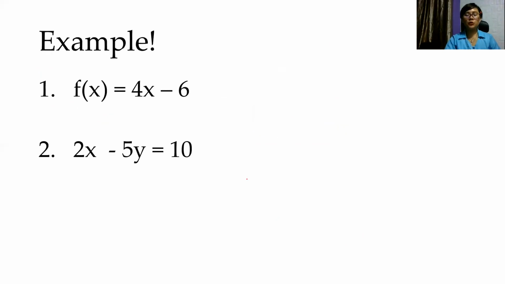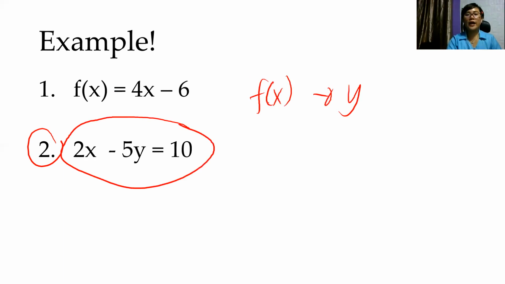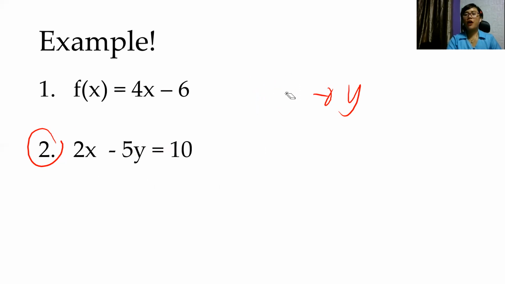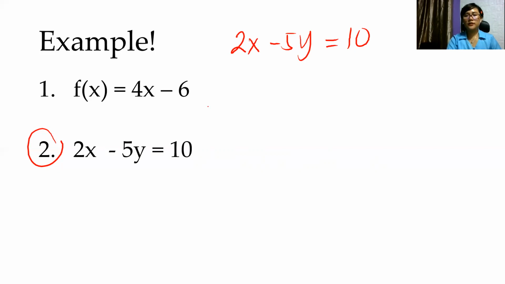Okay. Let's proceed to step number 2 solution. So again, you have to start with step number 1 to change the f of x with y. But if you check here, there is no f of x, but there is a y, and it has a coefficient. So you have to directly proceed to step number 2. Okay, let's write first the 2x minus 5y is equal to 10. We are at step number 2 right away.